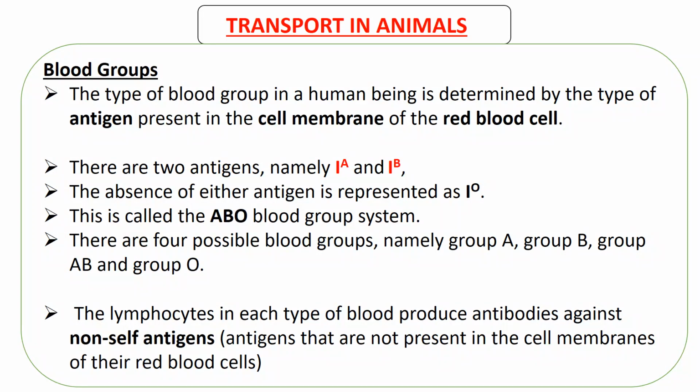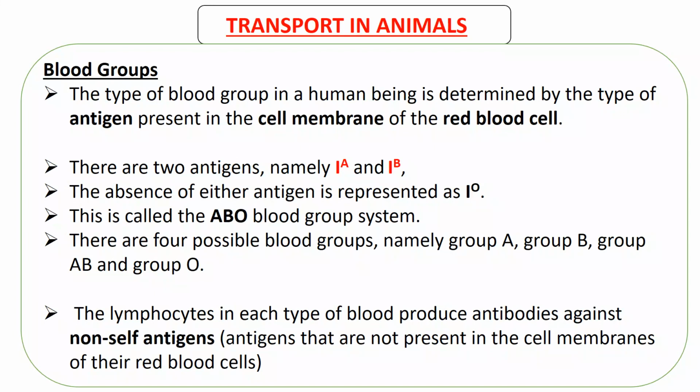So what they are going to be doing is producing antibodies whose job is to destroy anti-B, because they don't want anti-B in that person's body. That person's body is supposed to have antigen A. So they don't want antigen B. So they are going to produce antibodies B so that they attack any presence of antigen B.